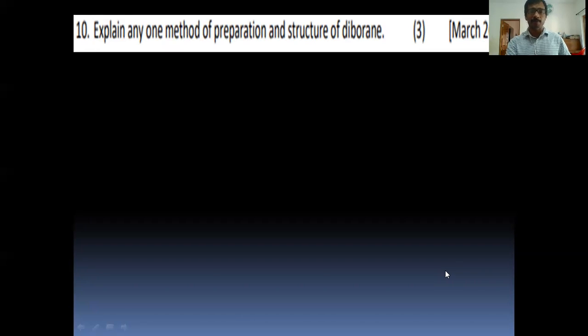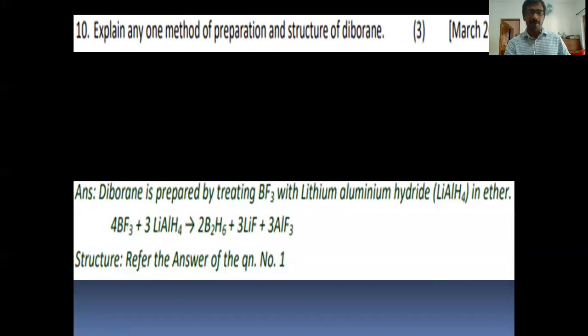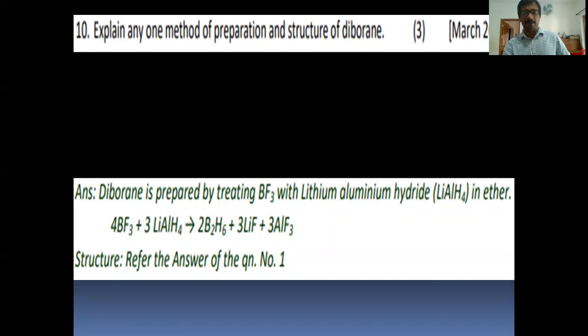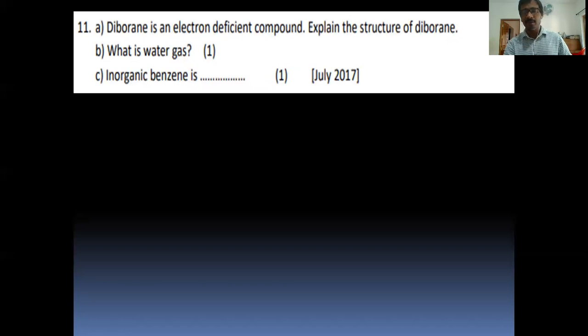Explain any one method of preparation and structure of diborane. Again a question; we already observed one method, BF3 and LiH. Similarly, BF3 and lithium aluminum hydride reduction. The reduction of boron trifluoride with a suitable reducing agent, LiAlH4, is one of the methods, and explain the structure. The structure we explained several times. Diborane is a repeated question. Diborane is an electron deficient compound. Explain the structure of diborane.